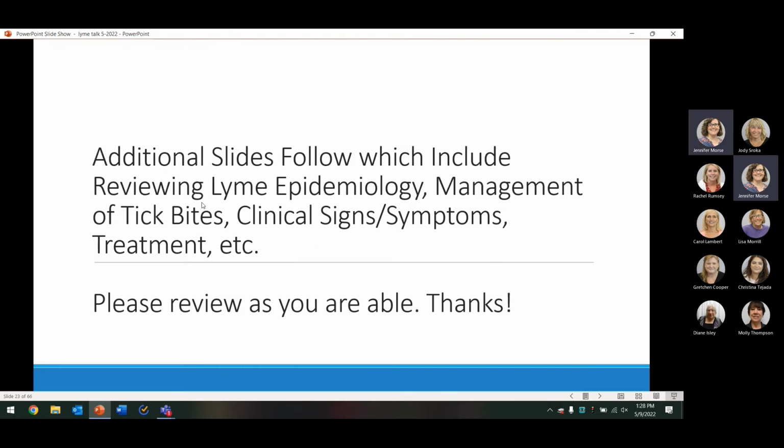So I'm going to stop now. Again, from this point forward, I have numerous slides. I think I have 66 slides total, and I'm on slide 23. But I have a lot of slides going over the epidemiology of Lyme in Michigan, how you would manage tick bites, if people need post-exposure prophylaxis, typically in Michigan they do not, but kind of how to decide that, what the signs and symptoms are clinically, what the treatment recommendations are, and some other resources. So again, I will share all these slides so you can run through those and have them as a resource.